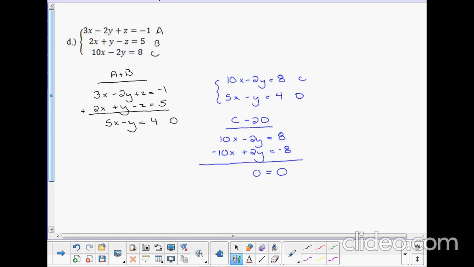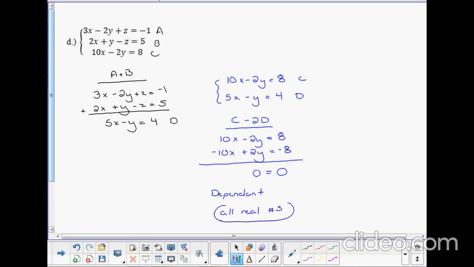So here I get a system where I don't get a true solution for x, y, or z, but I get a statement that is true. This would be a dependent system. And in this case, the solution would be all real numbers. Now, the numbers would depend on each other. That's why we call it dependent.